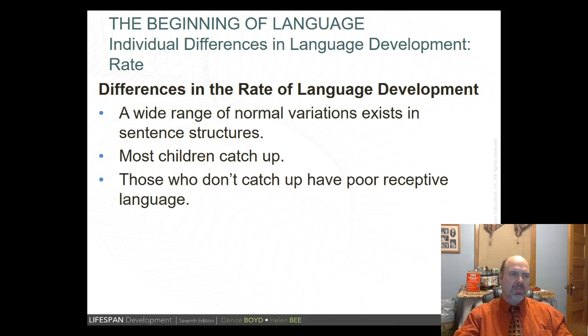Those who don't catch up have some sort of poor receptive language skills. Those poor receptive skills will be diagnosed once they're up to school age. But those poor receptive skills may lead to poor cognitive development. So that could be an indicator of a child having like a learning disability.